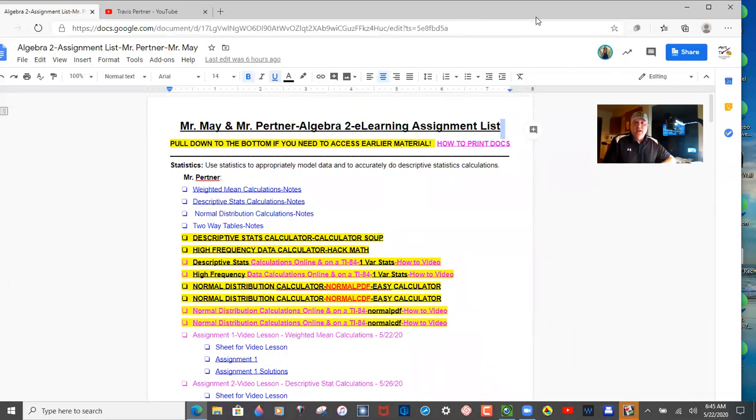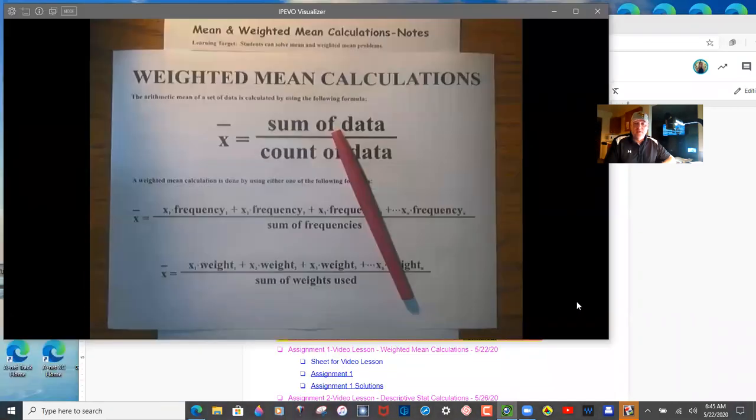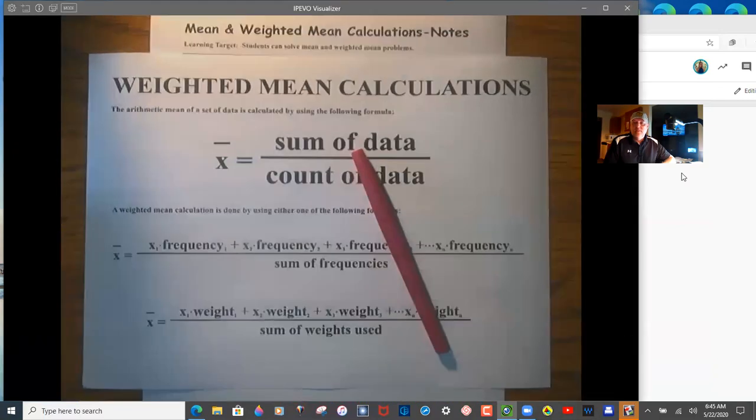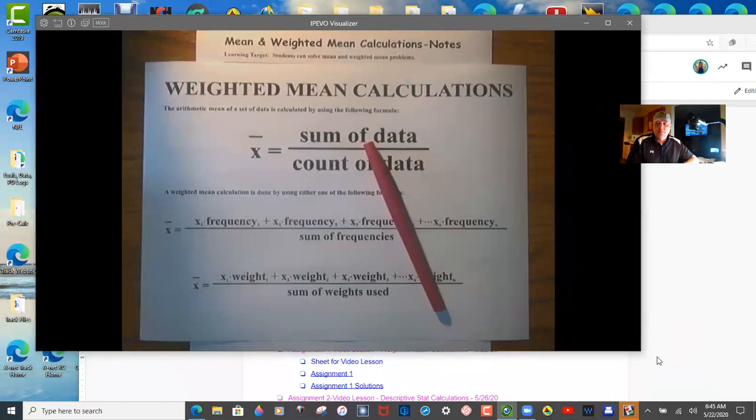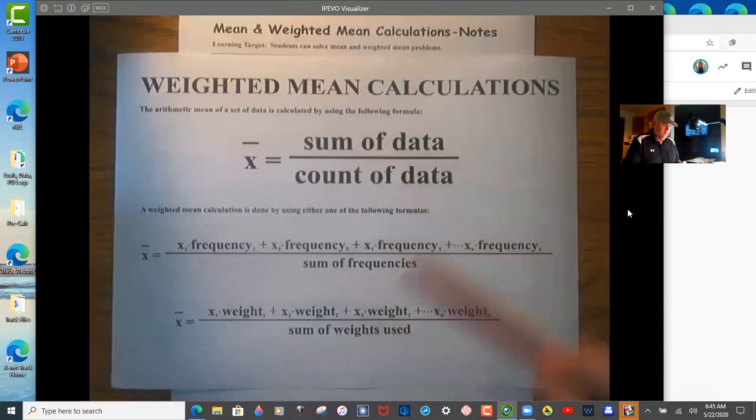All right, so today we are going to start our stats unit. And the first thing is the weighted mean, or we'll start with mean calculations and then we'll get to some weighted means. So this little page of notes is pretty important.